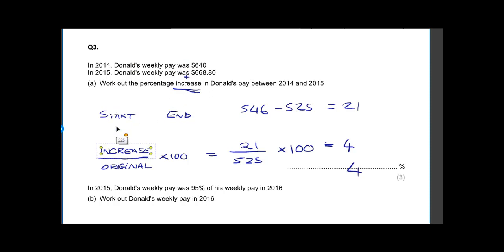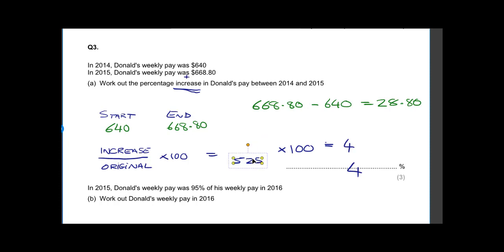So at the start he had what, at the end he had what. So at the start he has 640. At the end he has 668.80. So 640, or whatever way you want to do it, you know what I mean. 668.80 minus 640. So I'll give you 28.80. Same thing. So on the top you're going to have 28.80, and then we're going to see what we get.